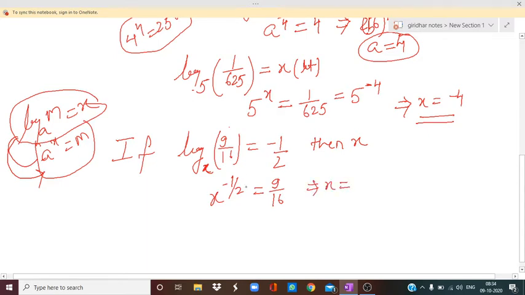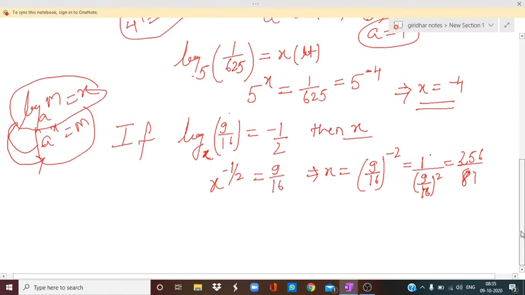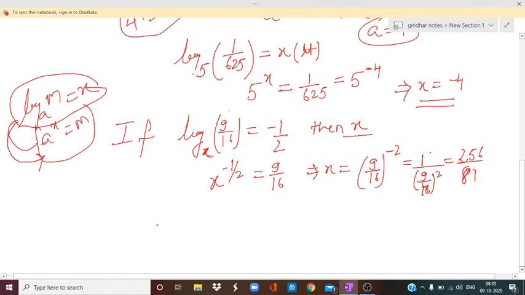Fine. So what about x? X will be, if you take a power of minus 2 both sides, so here it will come 9 by 16 to the power minus 2. This you can write as 1 upon 9 by 16 whole square, and this is nothing but 256 by 81. Correct? So this way we can calculate the value of x. And again we have used the definition. Look at the next situation.